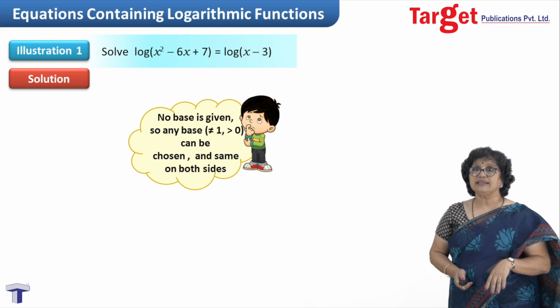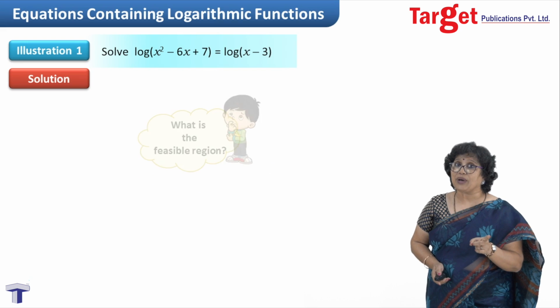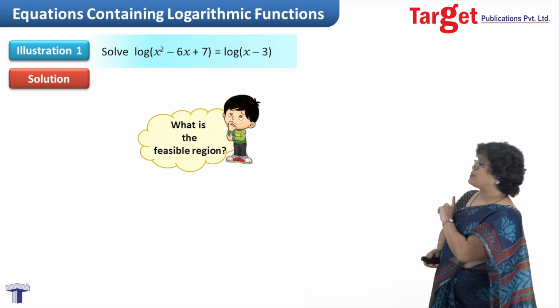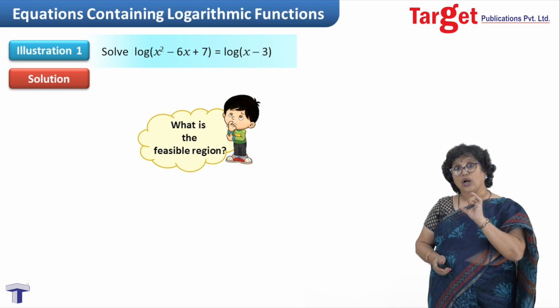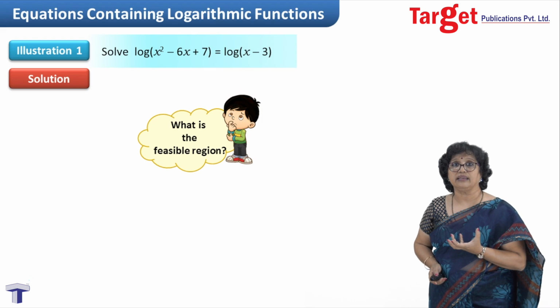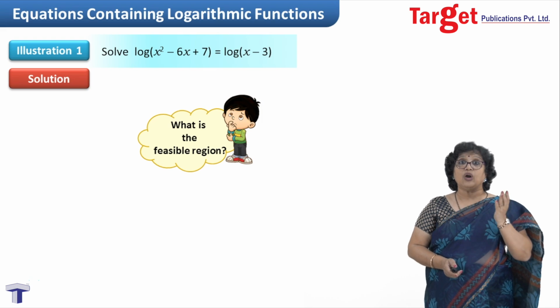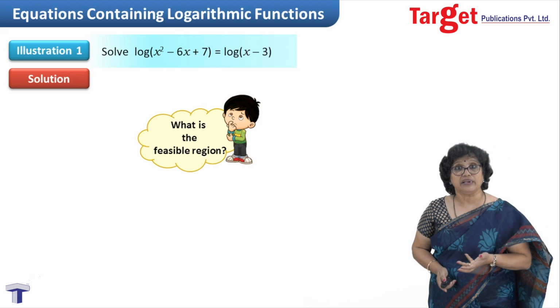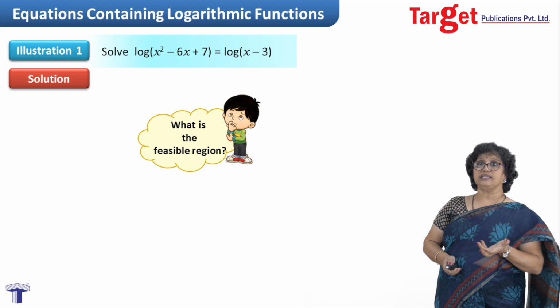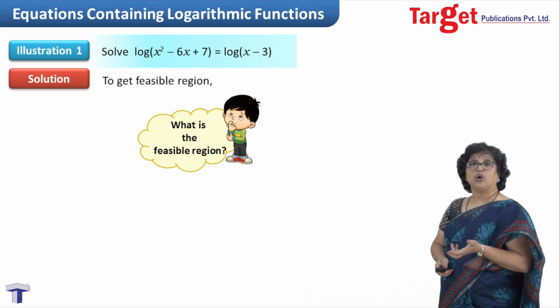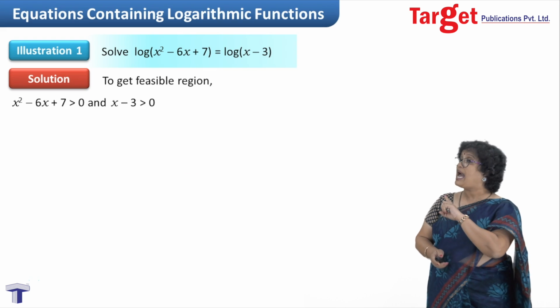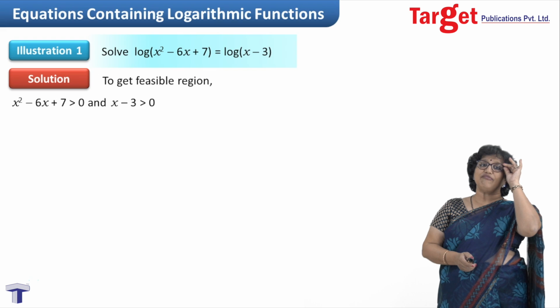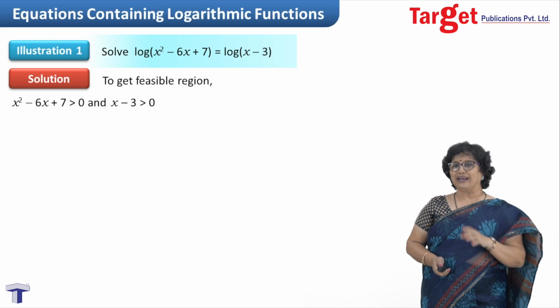Now, I start with log of x square minus 6x plus 7 equal to log of x minus 3. You are seeing log and inside some quantity is written. Log can be taken only of a positive quantity, and hence I will have to check what is the feasible region. So I go for the feasible region and I put conditions on x square minus 6x plus 7 and x minus 3. Both of them will have to be positive, then only you can take log.